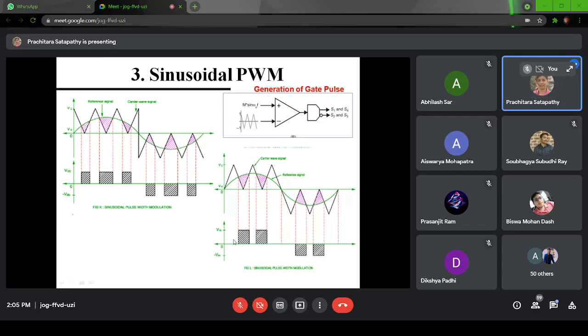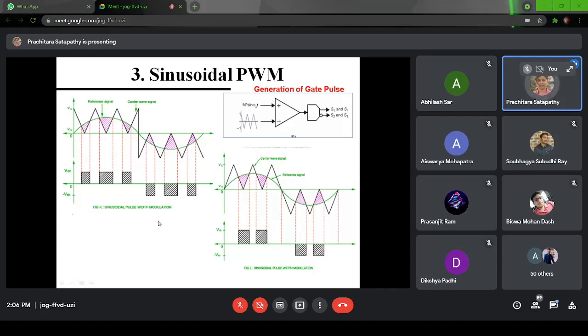Understood? Yes, ma'am. Whenever it starts from 0, the number of pulses will be less. And whenever it starts from 0 after some delay, then the number of pulses will be more. There is a calculation for this also, which you will study in theory. According to the magnitude and frequency of the signal, you can calculate the number of pulses in PWM.